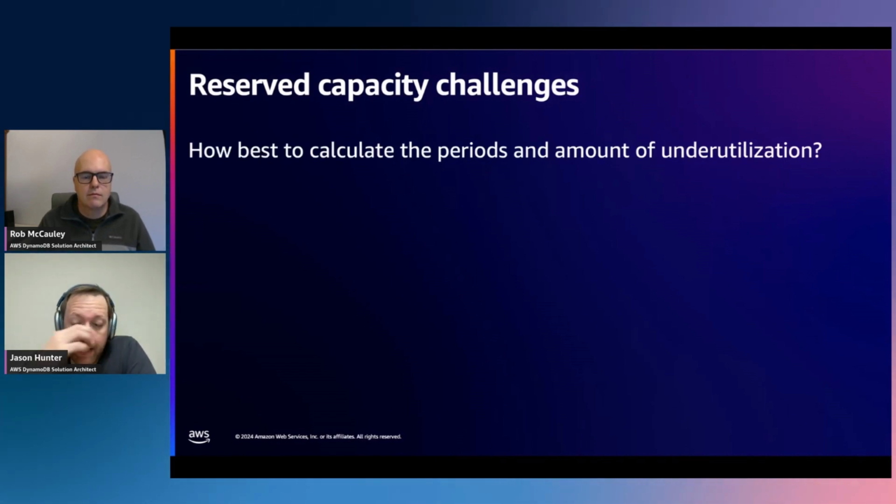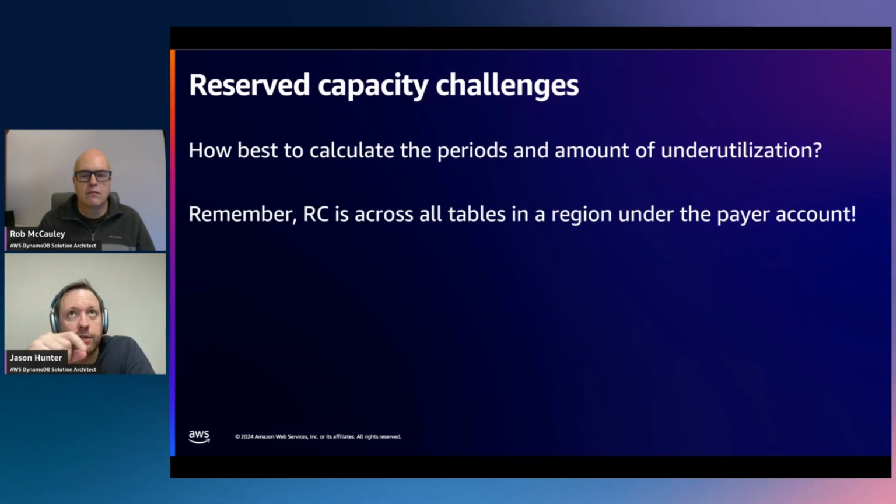And when you're doing reserve capacity, it's not just for a table, which is good for you. It's across all tables in a region under one payer account. So it's even across accounts. It's just this payer account buys reserved capacity and it gets allocated to any tables in that region related to that payer account.